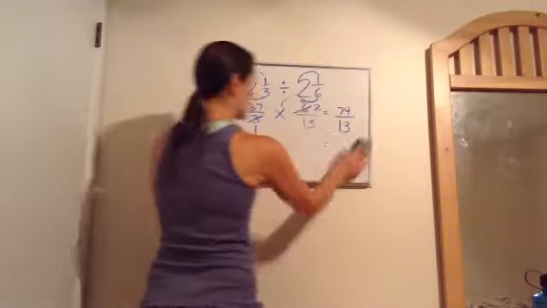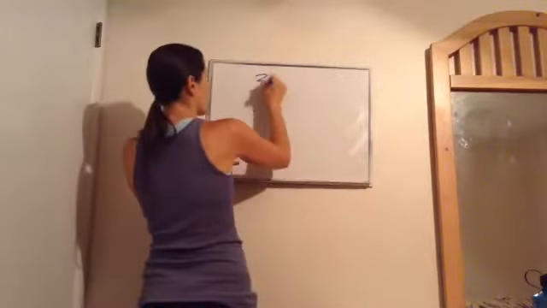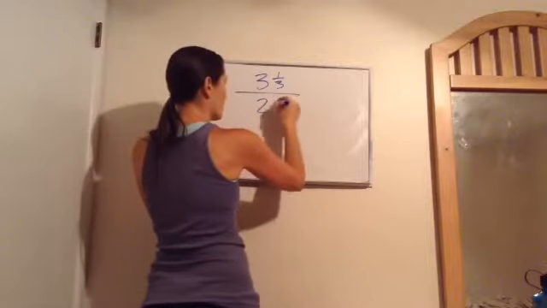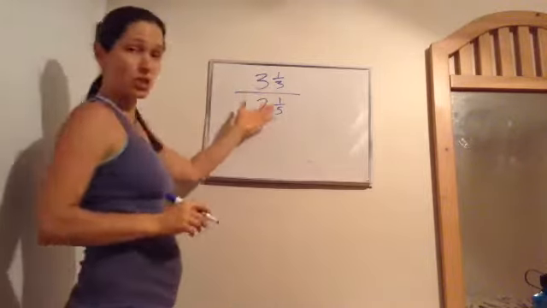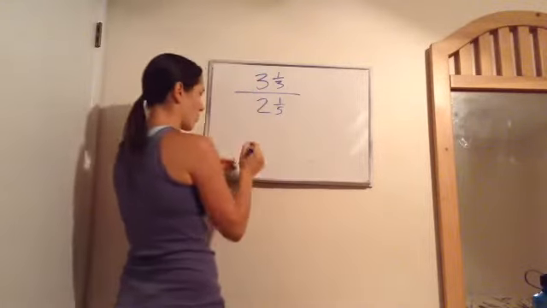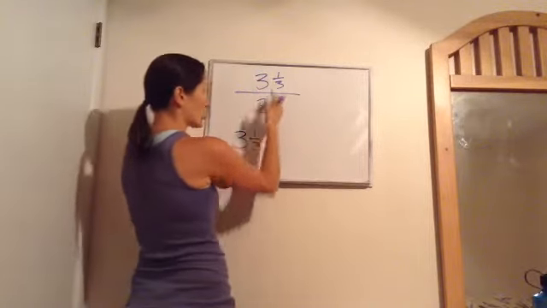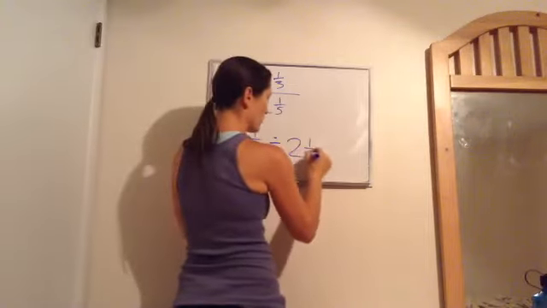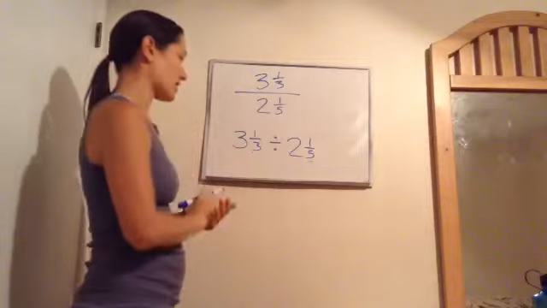Okay? But what if you see a problem like this? And this may look confusing to you, but it's really not. 3 1/3 divided by 2 1/5. I recommend you taking this and writing it out sideways. It's easier for our brain on things like this. So I just write 3 1/3 divided by 2 1/5. And then you work it like I was asking you to earlier.